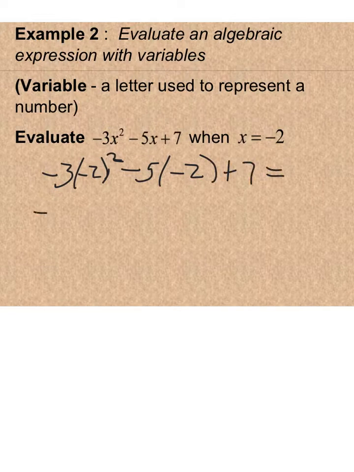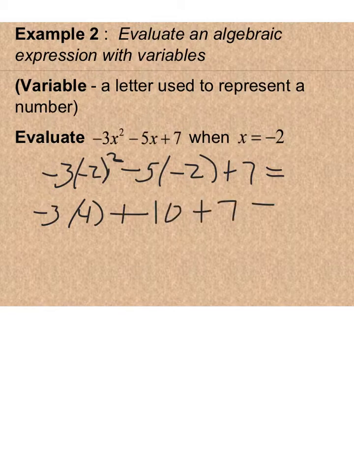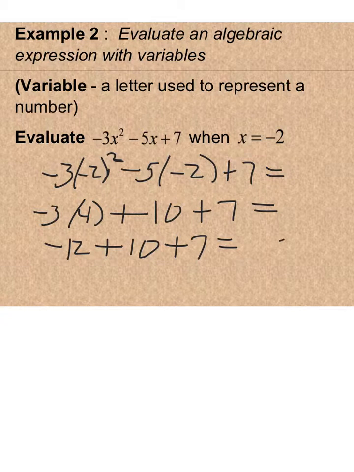and we'll square that -2, which will give me a +4. We'll multiply -5 times -2, which will give me a +10. We'll multiply -3 times 4, which will give me -12. And then we'll add -12 plus 10 plus 7, which is going to give me +5.